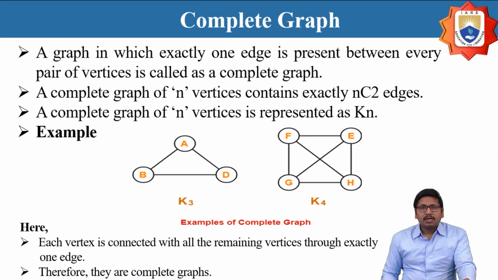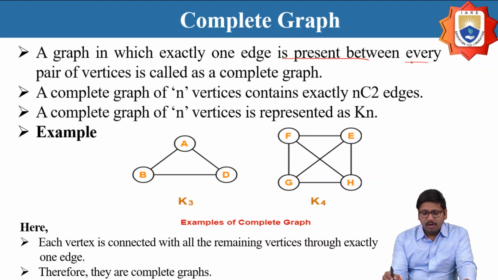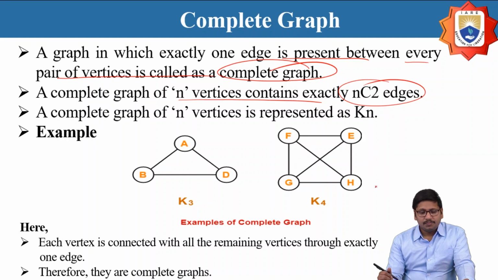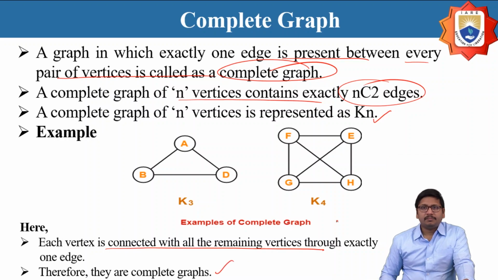And next, what is a complete graph? A graph in which exactly one edge is present between every pair of vertices is called a complete graph. A complete graph of n vertices contains exactly nC2 edges, and it is represented as Kn. Here each vertex is connected with all the remaining vertices through exactly one edge, therefore it is called a complete graph.